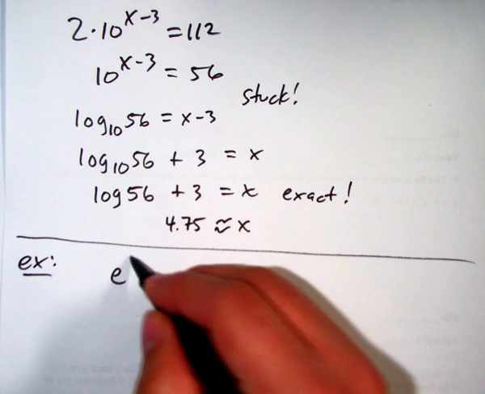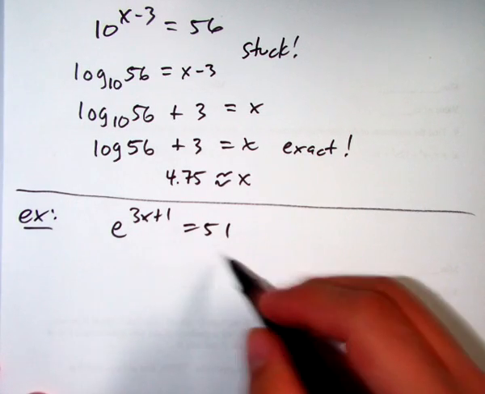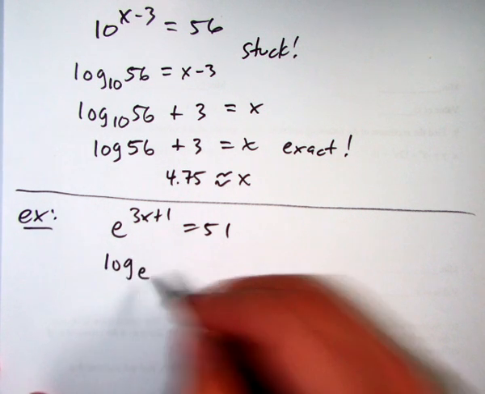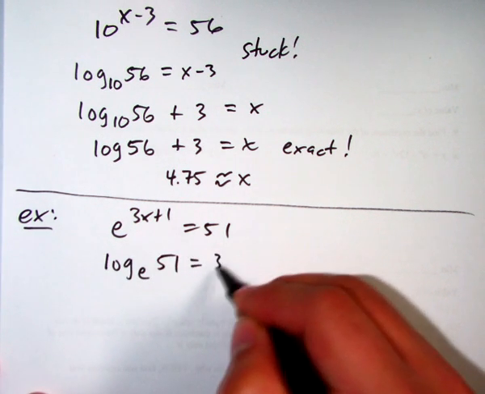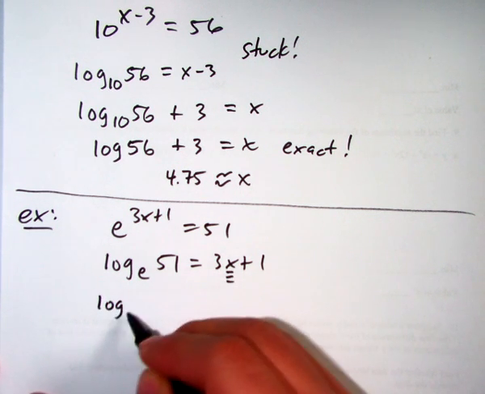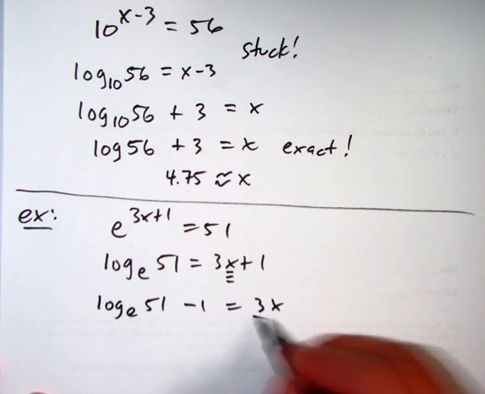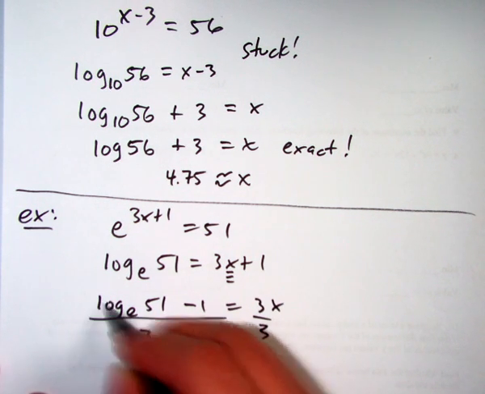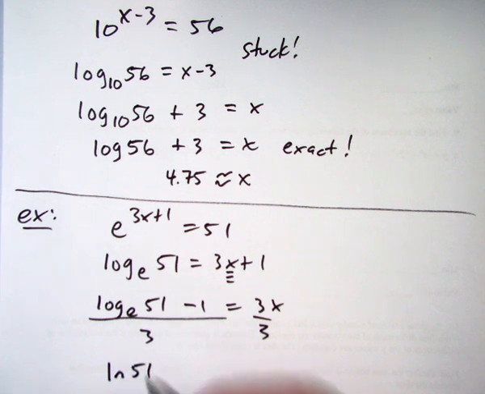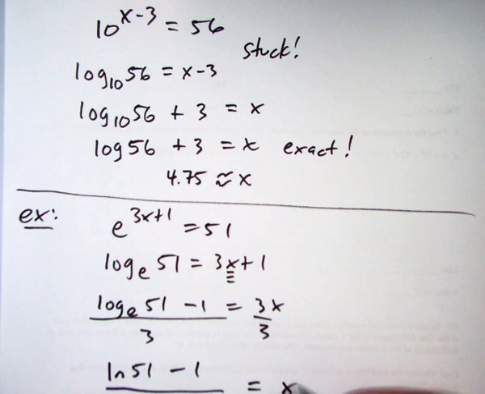Okay. The last example. Let's say we have e to the 3x plus 1 equals 51. I'm already stuck, so let's switch it. This is log base e of 51 equals 3x plus 1. You can get x alone now, just subtract 1, and then divide everything by 3. Remember, log base e is the same as natural log of 51 minus 1 over 3, so this is the exact answer. And this is the approximation right here.